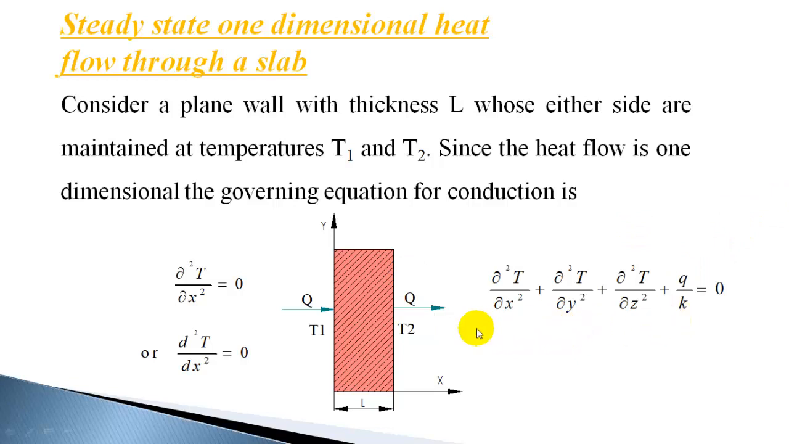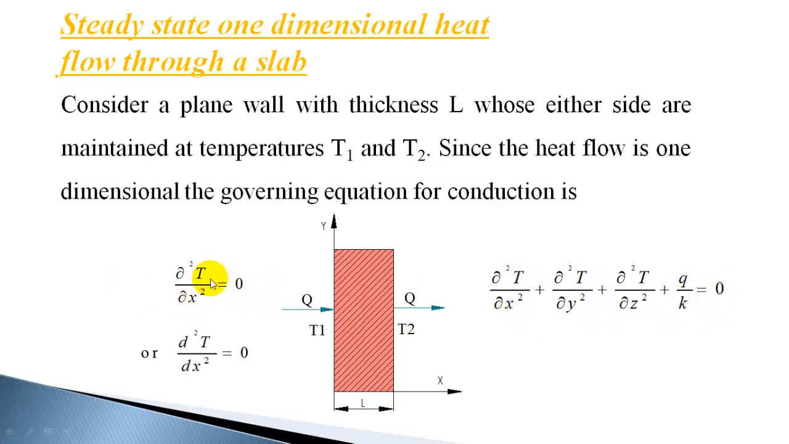From this equation you can reduce to the one-dimensional heat conduction equation without heat generation. Heat generation is not there, so this term will vanish, and these two terms you can cancel because there is no variation of temperature in the y and z directions. So it is one-dimensional steady-state heat conduction without heat generation. That gives del square T by del x square equal to 0.